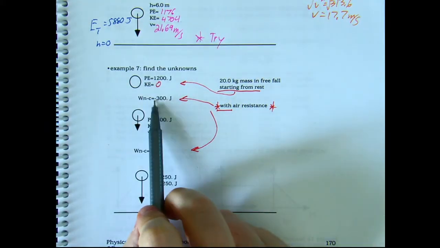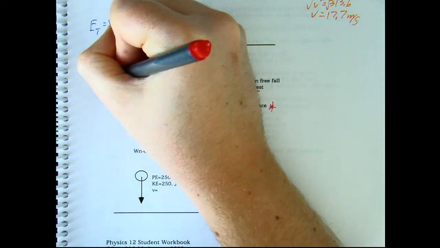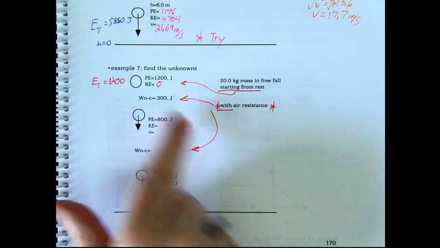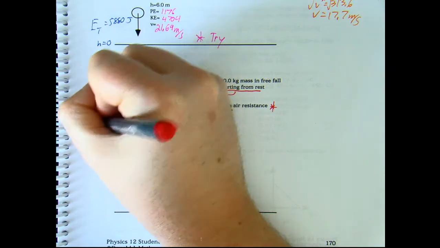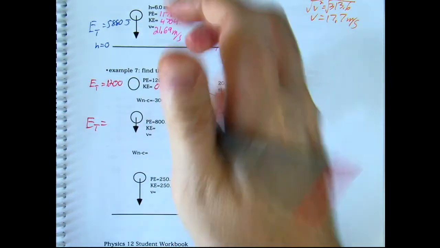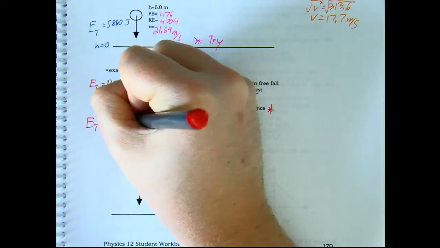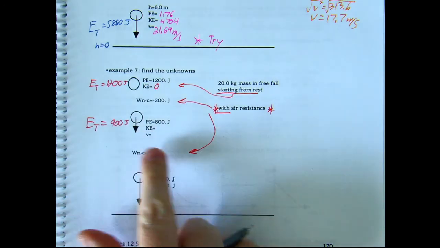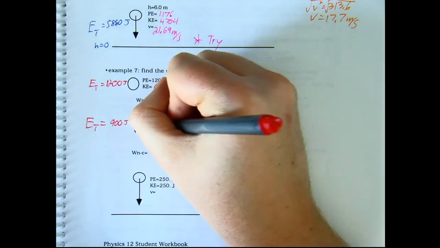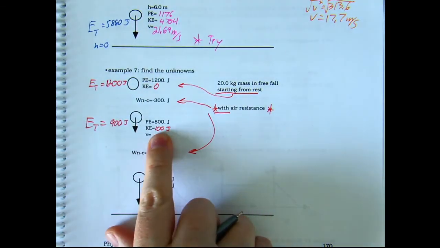We lose 300. Okay, so my E total here was 1,200. At this stage here, if we've lost 300 joules of energy due to the air resistance, my total energy available to the system at this point is the 1,200 minus the 300, so that's 900 joules of total energy available to the system. If at this stage, 800 joules of it is potential energy, that means 100 of those joules of total energy is kinetic.